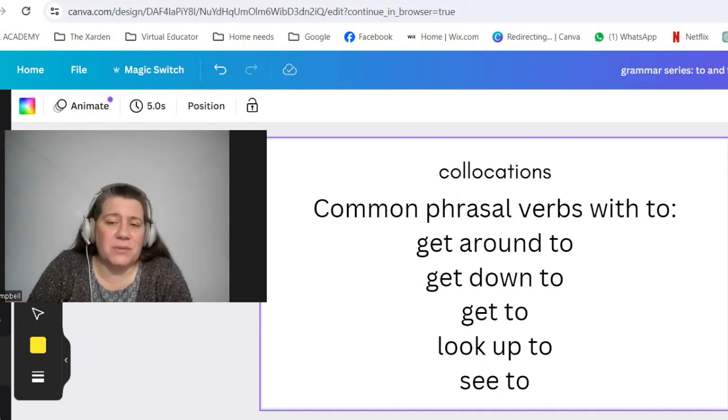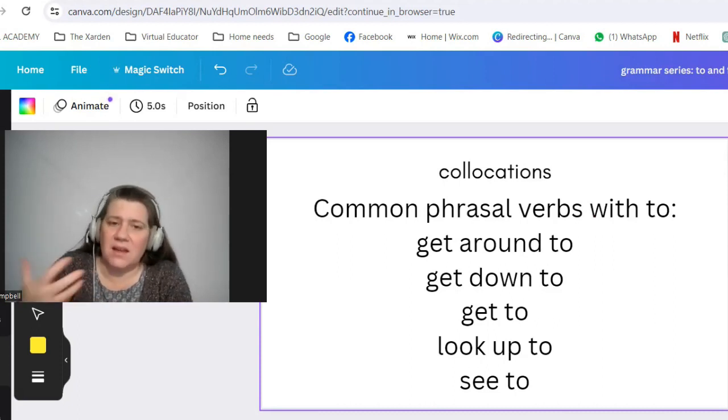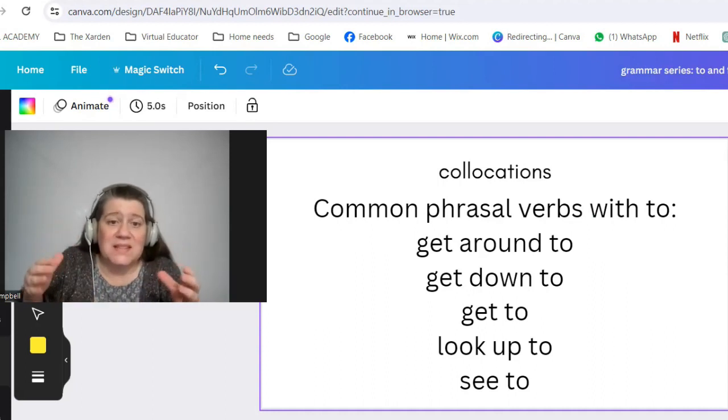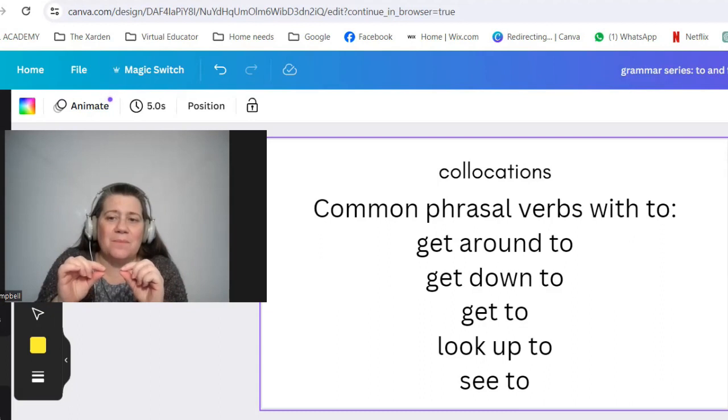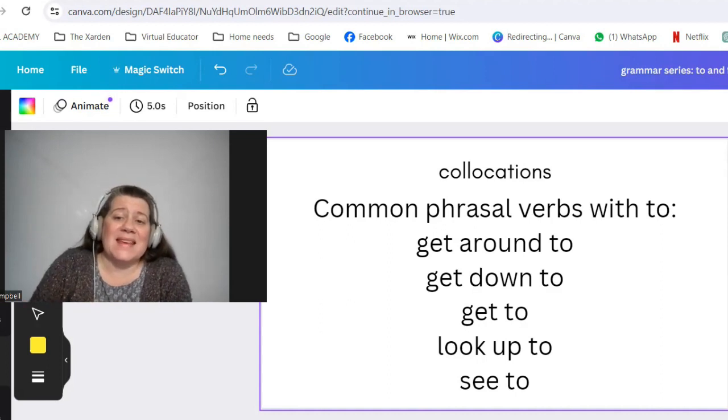Some common phrasal verbs with to are get around to. That means if I'm getting around to something, it means that I am planning on doing it, but I can't do it right now. I'll get around to it, meaning it'll get done, don't worry, but it's not right now. Get down to. To get down to something means to cut through all of the noise and get to the important part, to get down to it. Or it might mean to start working. Let's get down to it. Get to.